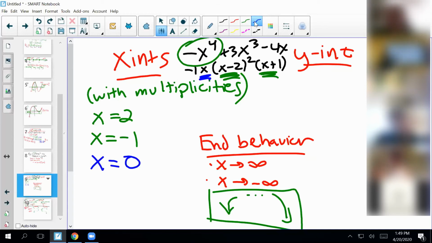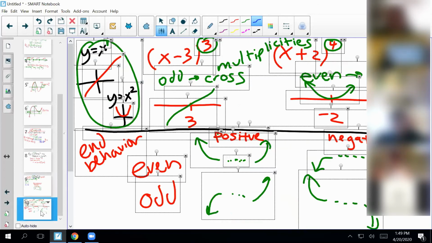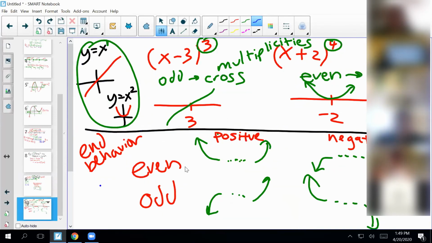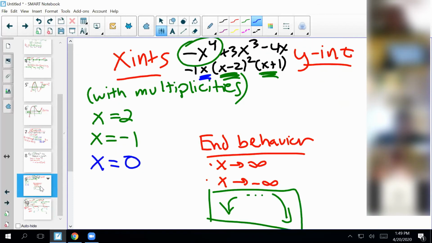But now we can add the multiplicity. So going back here, we see that an even power is basically a bounce, and an odd power is a cross. So that's what I want to add to this.